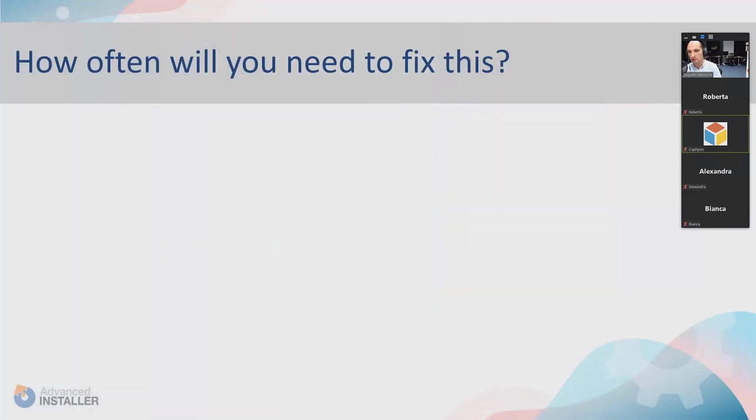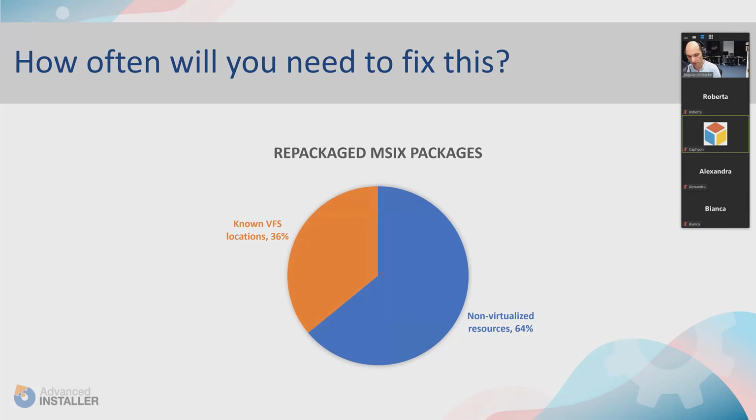Now comes the question: how often do you think you will need to fix this? To be honest, I wasn't suspecting to see that many applications, but I was surprised. After I ran the MSIX troubleshooter over a couple of tens of packages that we have in our internal repositories, packages that we've tested or packages from our customers, we've seen that about two thirds of those packages contain customized resources. Most of them are indeed under the AppData folder.